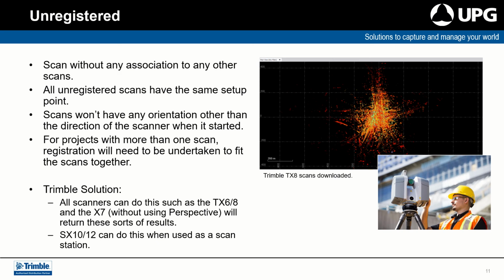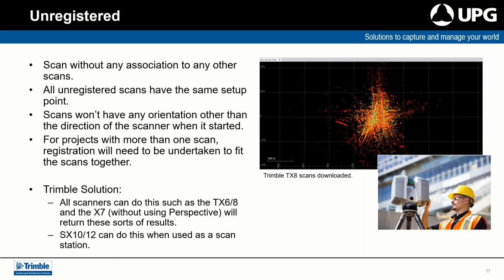Generally, when a traditional scanner is set up, it measures every scan as being set up on 0,0,0. So for that reason, when you bring the data in, all those centroids of the scan data are going to be positioned on the same location, and it looks like a mess or a cloud, as can be seen here on the right. Scans won't have any orientation other than the direction that the scanner was set up when it was started. So there is no relevance or association to any other scans when you import unregistered data.